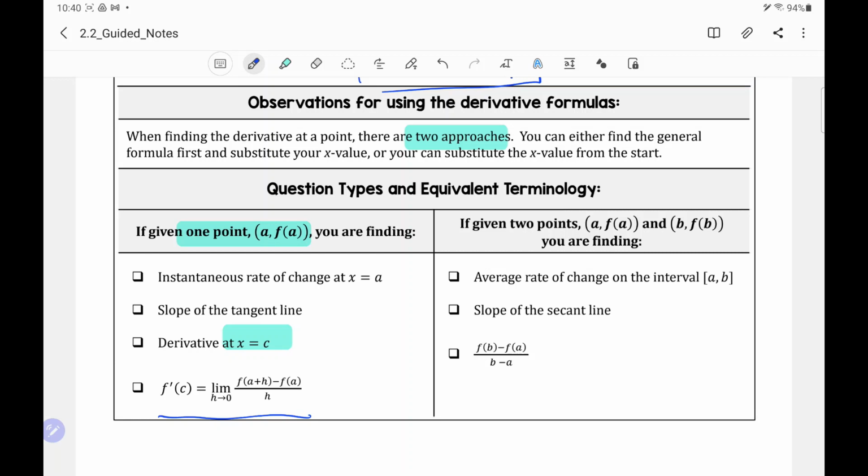Now, on the other side here, if you are given 2 points, a, f of a and b, f of b, you are finding the average rate of change on the closed interval ab. This is the slope of the secant line. So remember, the instantaneous rate of change is the tangent line. The average rate of change is the secant line. Look how much simpler the formula is for secant. Well, that's easy because we have 2 points. We can easily just calculate the slope, right? When we're doing the instantaneous rate of change, we don't technically have 2 points. We only have 1, which is why we've got to do a limit.